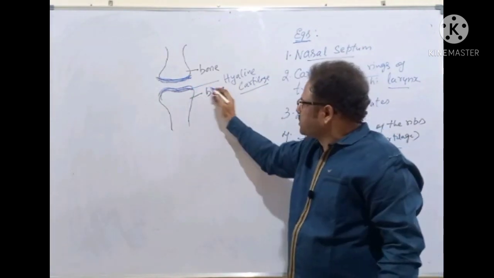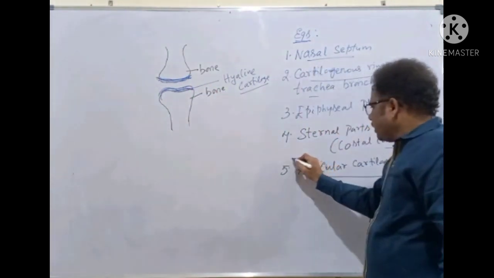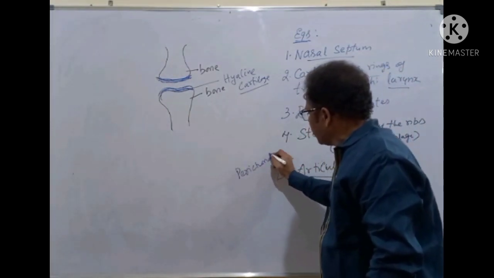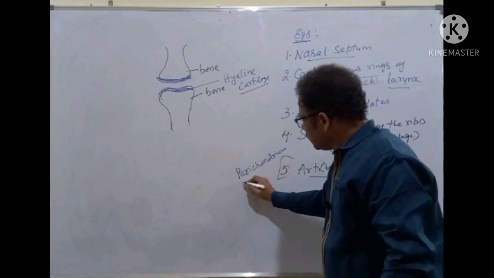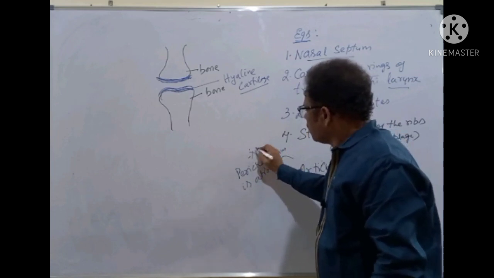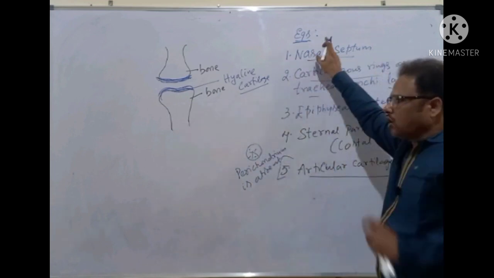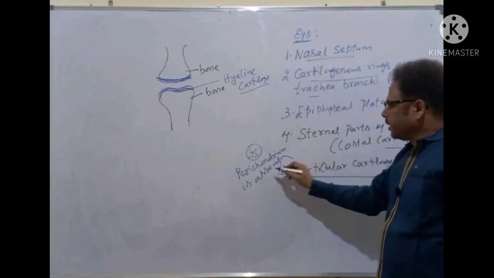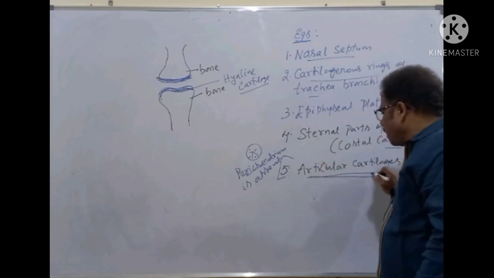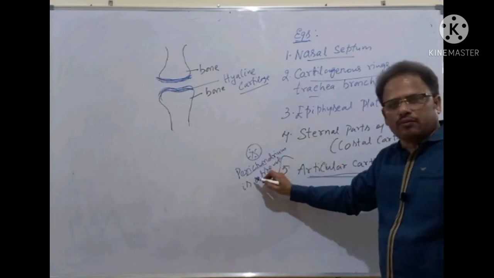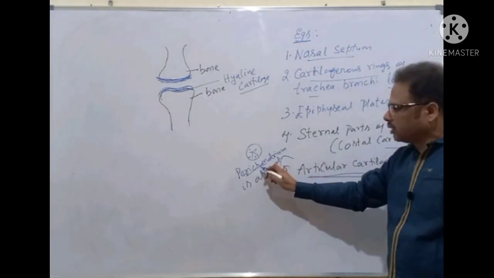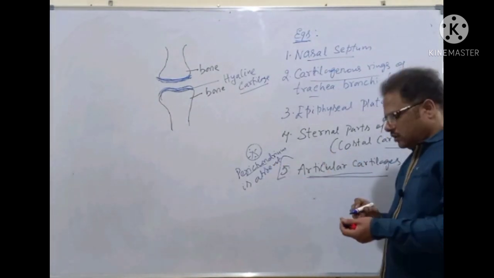But here what is absent in the articular cartilages? Perichondrium is absent here. It's a very important point. So entire hyaline cartilages contain the perichondrium, but this is an example of hyaline cartilage where the perichondrium is absent, and this is a type of hyaline cartilage, but here perichondrium is absent. Clear, students?